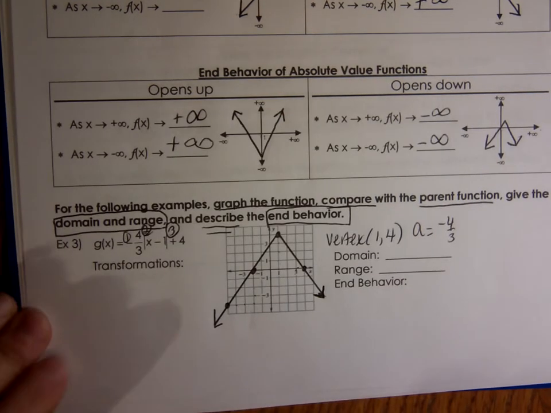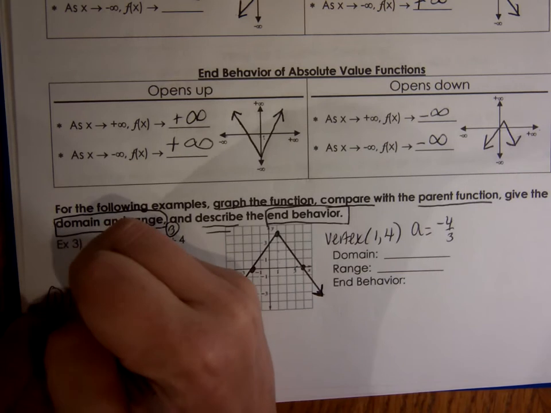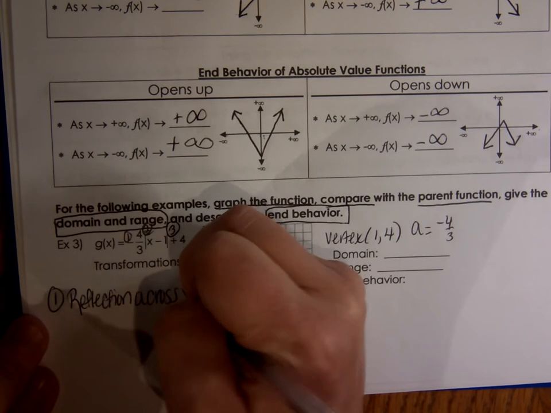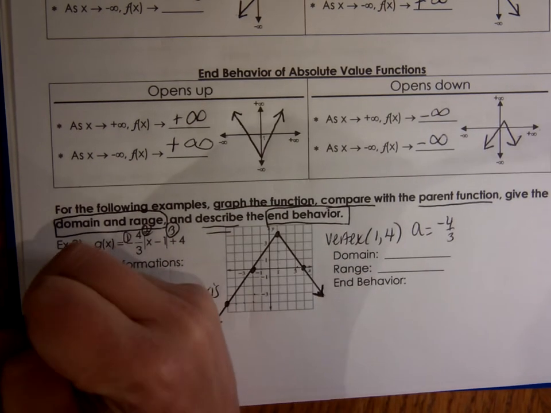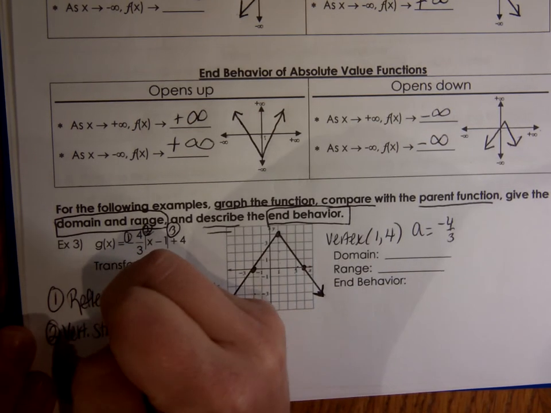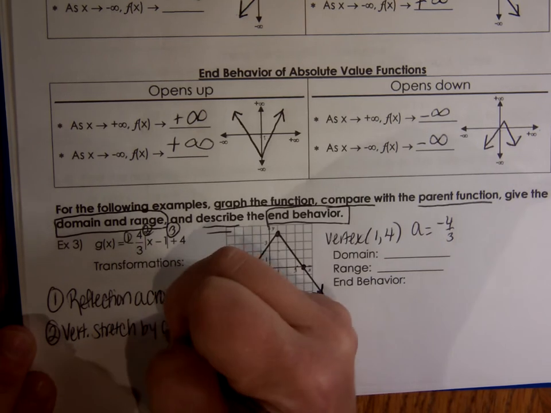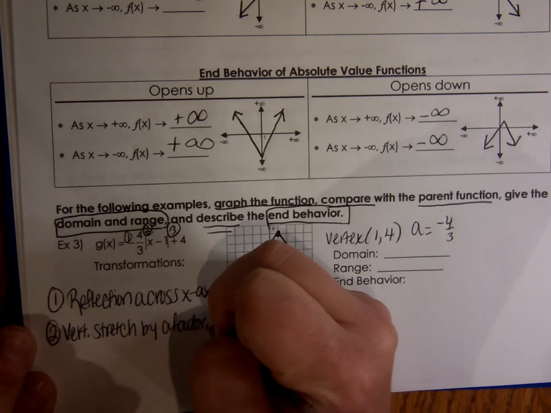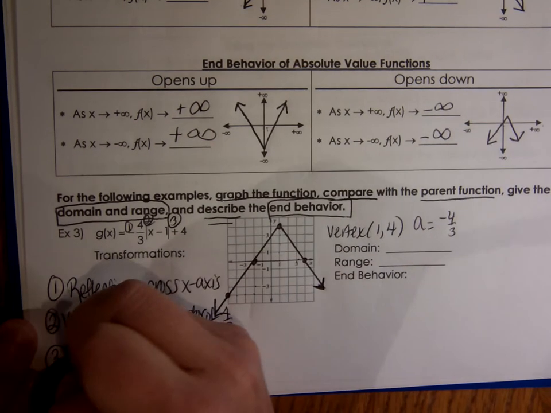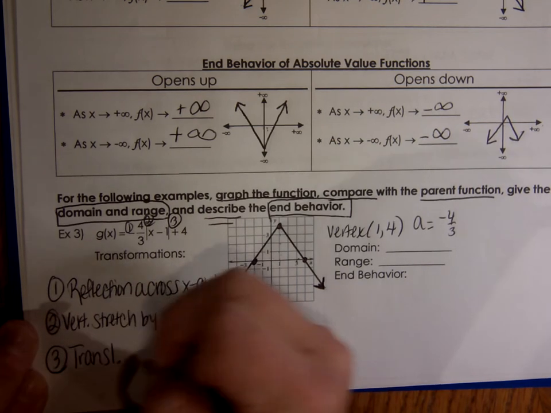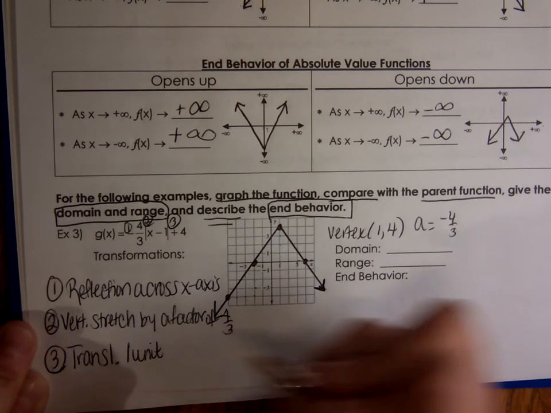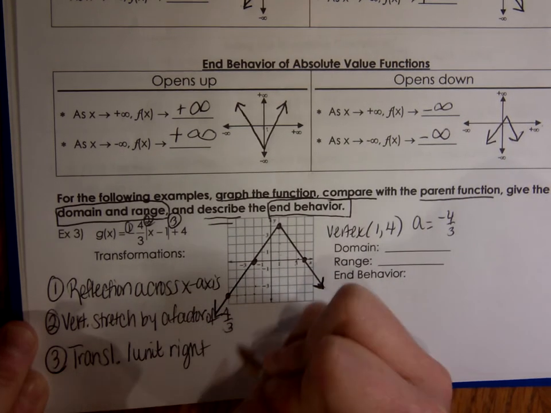So number 1, we have ourselves a reflection across the x-axis. The second thing we're going to talk about is that we have a vertical stretch by a factor of 4/3. And the third thing that we have is a translation, 1 unit to the right and 4 units up.